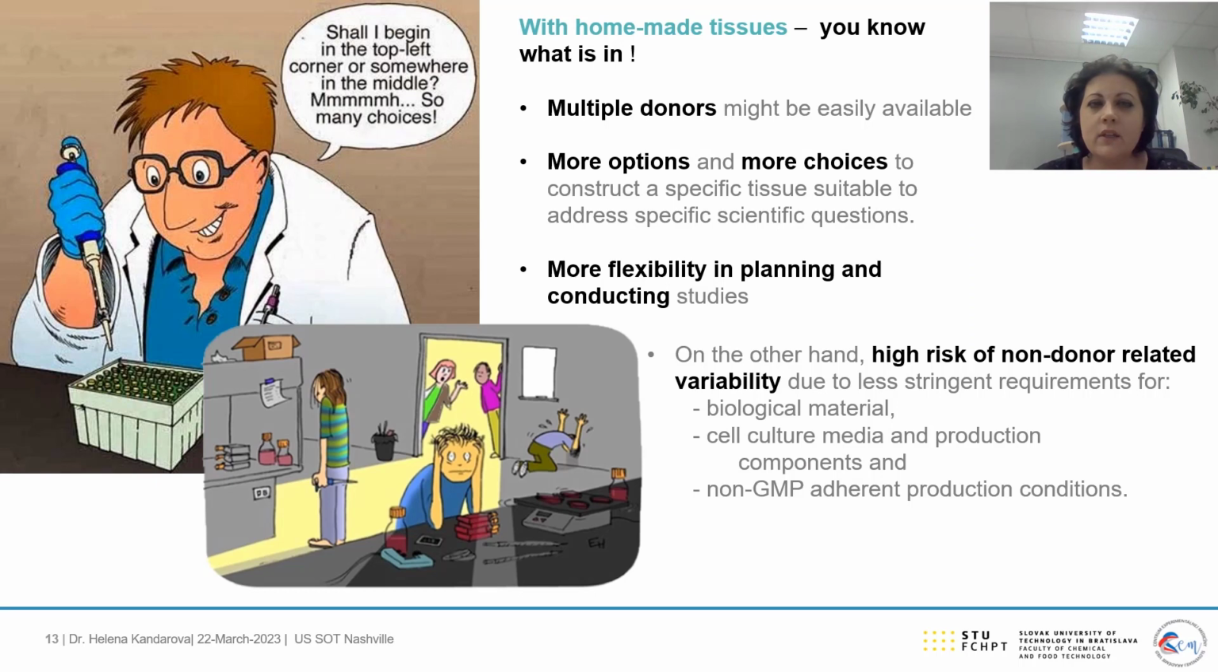So the big advantage of the homemade tissues is that you know what's in and you are able to check or add components or materials into your tissues that normally the reconstructed human tissue model doesn't have. You may have a possibility to use multiple donors, especially if you are working closely with some hospitals that have access to the patients. More options and more choices to construct a specific tissue that is available to address specific scientific questions is really of a great advantage.